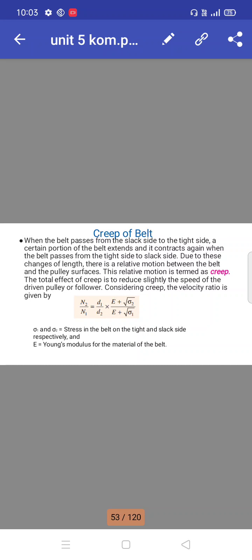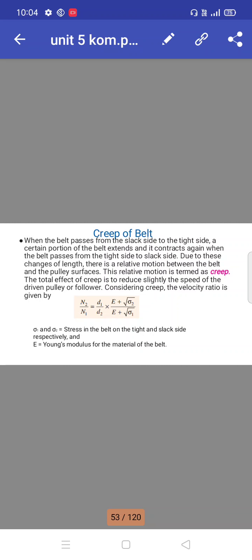Creep of belt: the belt passes from slack side to tight side. A certain portion of the belt extends, and it contracts again as the belt passes from tight side to slack side. Due to this change of length, there is a relative motion between the belt and the pulley surfaces. This relative motion is termed creep. The total effect of creep is to reduce slightly the speed of the driven pulley or follower.